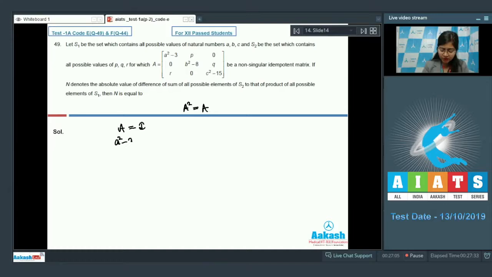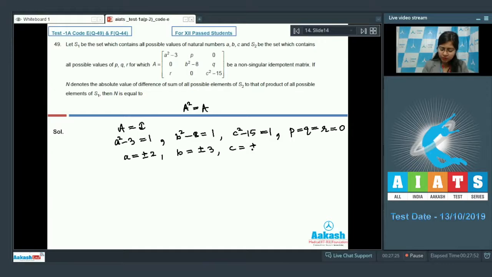Which means that a square minus 3 is equal to 1, b square minus 8 is equal to 1, and c square minus 15 is equal to 1, and p is equal to q is equal to r is equal to 0. So from here we get a is equal to plus minus 2, b equal to plus minus 3, and c equal to plus minus 4. It has been given that S1 is the set which contains all possible values of natural numbers a, b, c. So it is 2, 3, 4.